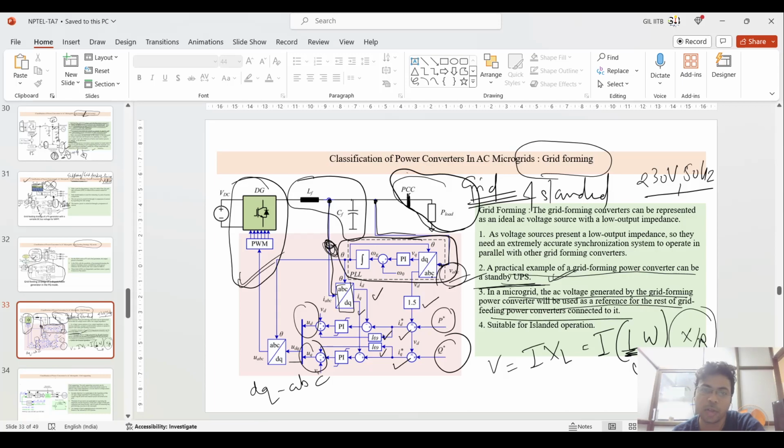So if there are multiple connected microgrids, there is one point of common coupling. If you take one as a reference, you can generate the power based upon that for the multiple number of inverters. So this is suitable for the island.